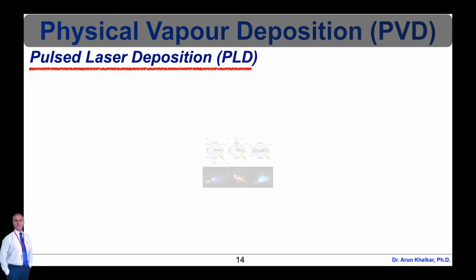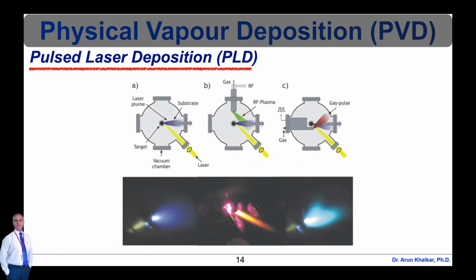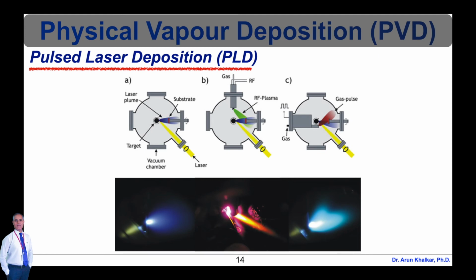Similarly, let's see three different schematics of pulse laser deposition. In figure A, a schematic of the pulse laser deposition setup is shown, in which the incoming laser beam is focused onto a target, thereby vaporizing the material of the surface region. The ejected material is partially ionized and forms the ablation glow, which is directed towards the substrate.